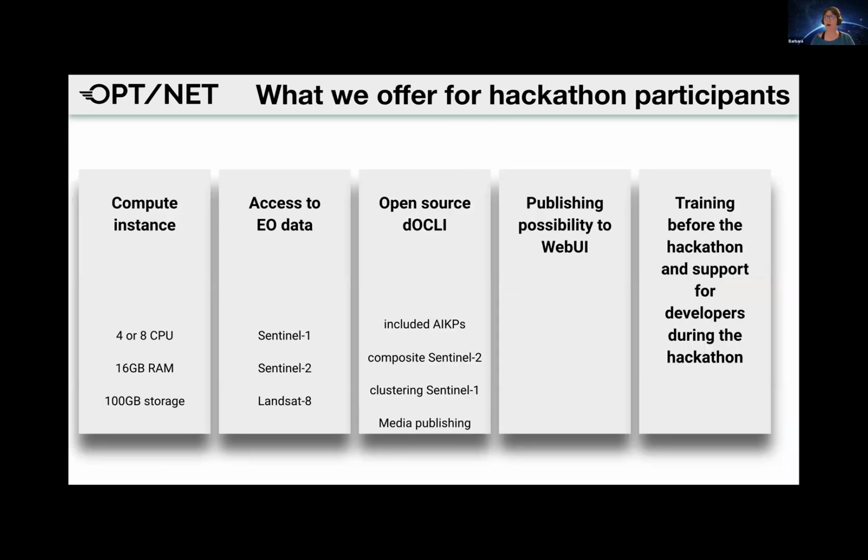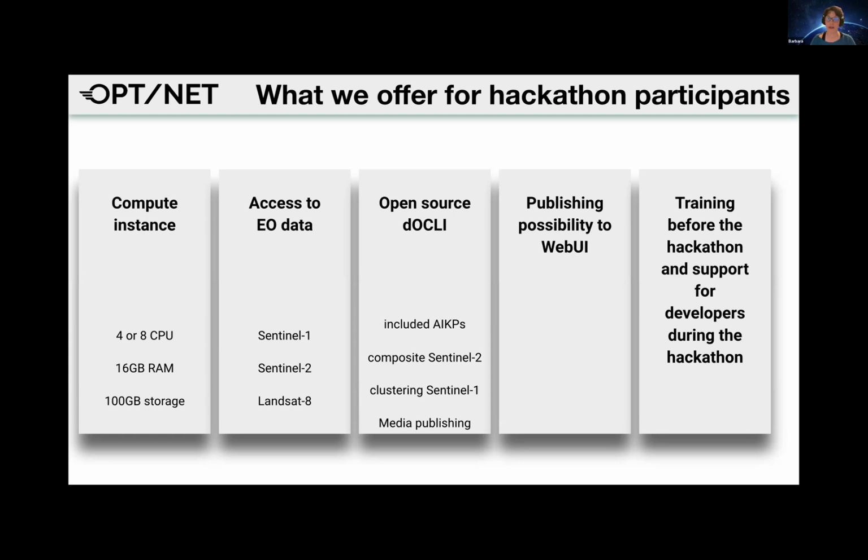So what are we offering the hackathon participants? Well, we are offering a couple of things, but to start, we are offering compute instances which come with 4 or 8 CPUs, 16 gigabytes of RAM and 100 gigabytes of storage. We are also offering, as I mentioned before, access to Earth observation satellite data. So it is Sentinel-1 SLC, Landsat 8 level 1 and 2, and Sentinel-2 level 2A and B.